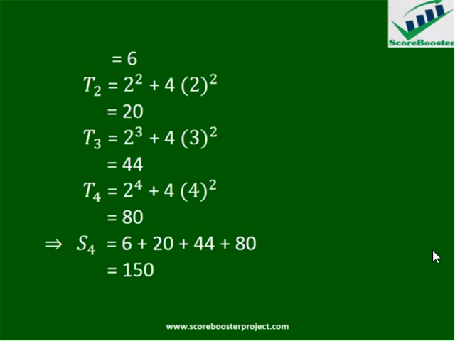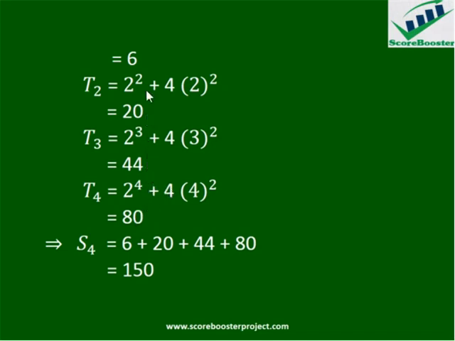Now we apply the same procedure to obtain the third term T3, which is 2 raised to power 3 plus 4 multiplied by 3 squared. 3 squared is 9. 9 multiplied by 4 is 36. 2 raised to power 3 is 2 multiplied by 2 multiplied by 2, which is 8. 8 plus 36 will give 44. Also for the fourth term, 2 raised to power 4, because our n is 4, plus 4 multiplied by 4 squared, because we have 4n squared and n is 4. 4 squared is 4 multiplied by 4 to give 16. 16 multiplied by 4 will give 64. And 2 raised to power 4 is 2 multiplied by 2 multiplied by 2 multiplied by 2, which is 16. 16 plus 64 will give 80.